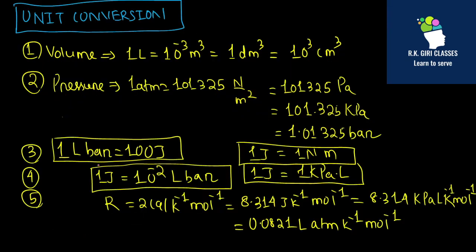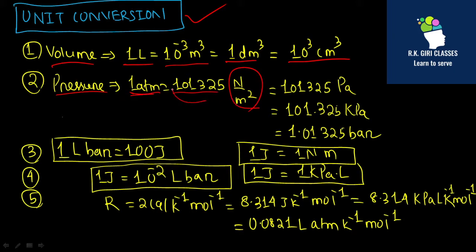So to sum up this unit conversion, volume: 1 liter is equal to 10 to the minus 3 meter cube, 1 dm cube is equal to 10 to the 3 centimeter cube. Practice it, you will easily remember all this unit conversion. Pressure: 1 atm is equal to 101,325 Newton per meter square. Remember this one and you can easily remember all these units: that is 101,325 pascal, 101.325 kilopascal, that is 1.01325 bar, right?